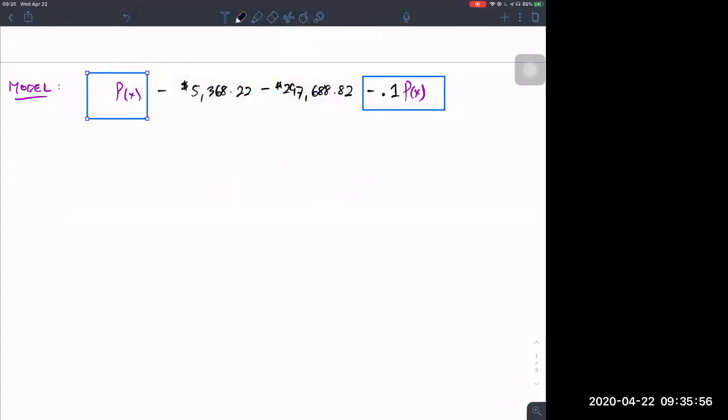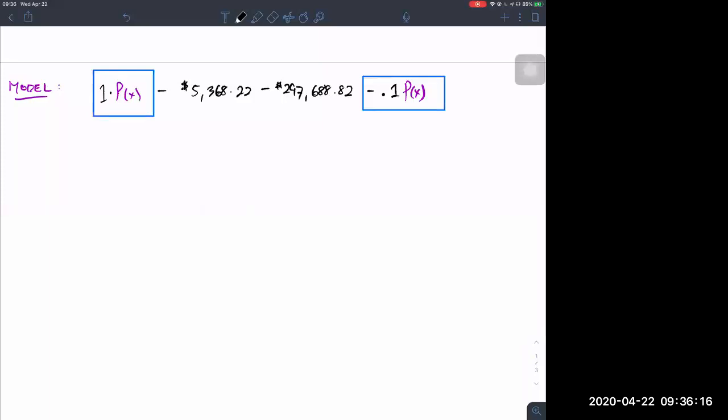More specifically, we have a single P of X, where we have 0.1 PX's, and you have 1 whole P of X.